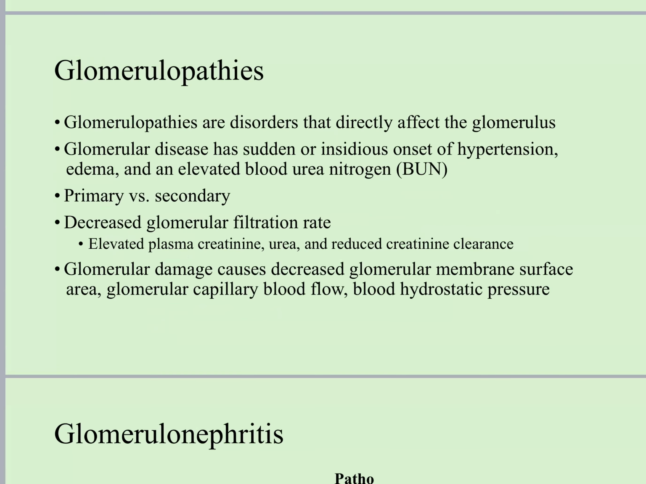So glomerulopathies, these are disorders that directly affect the glomerulus. Glomerular disease has a very sudden onset of hypertension, edema, and an elevated BUN. We can have primary or secondary glomerulopathies. When something is secondary, the glomerular injury occurs secondary to systemic disease that affects multiple organs. So basically, another way to say that is that the glomerulopathy is a whole other condition entirely.